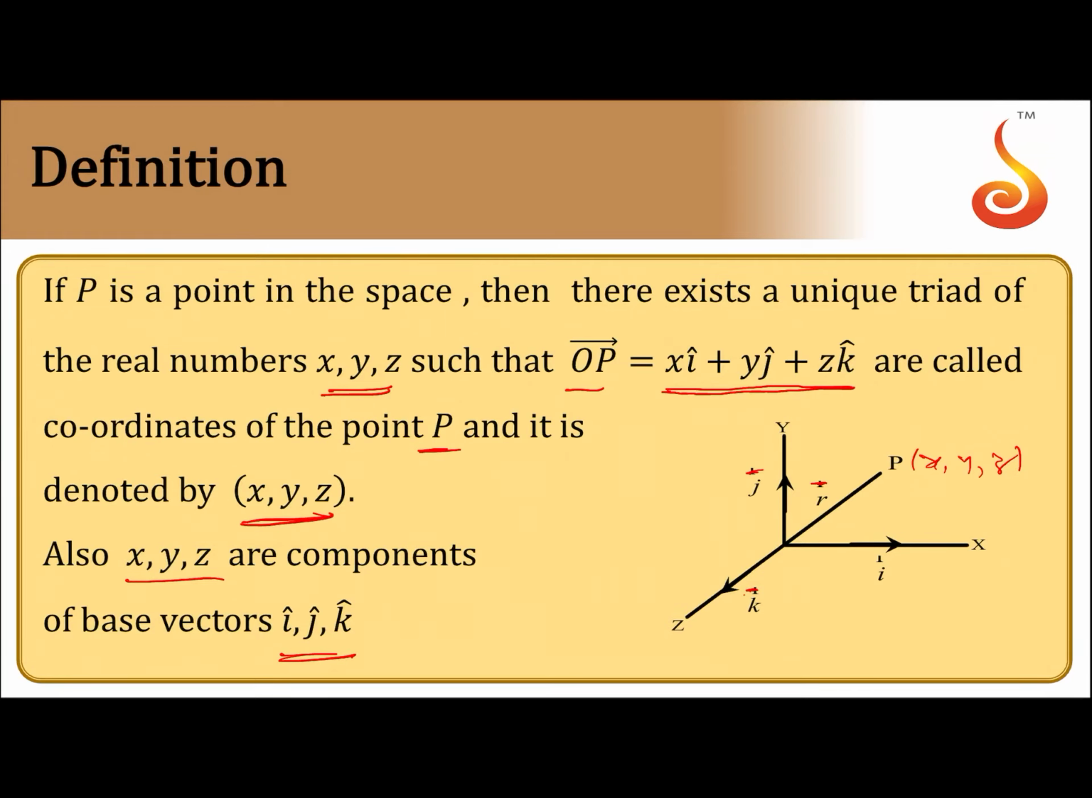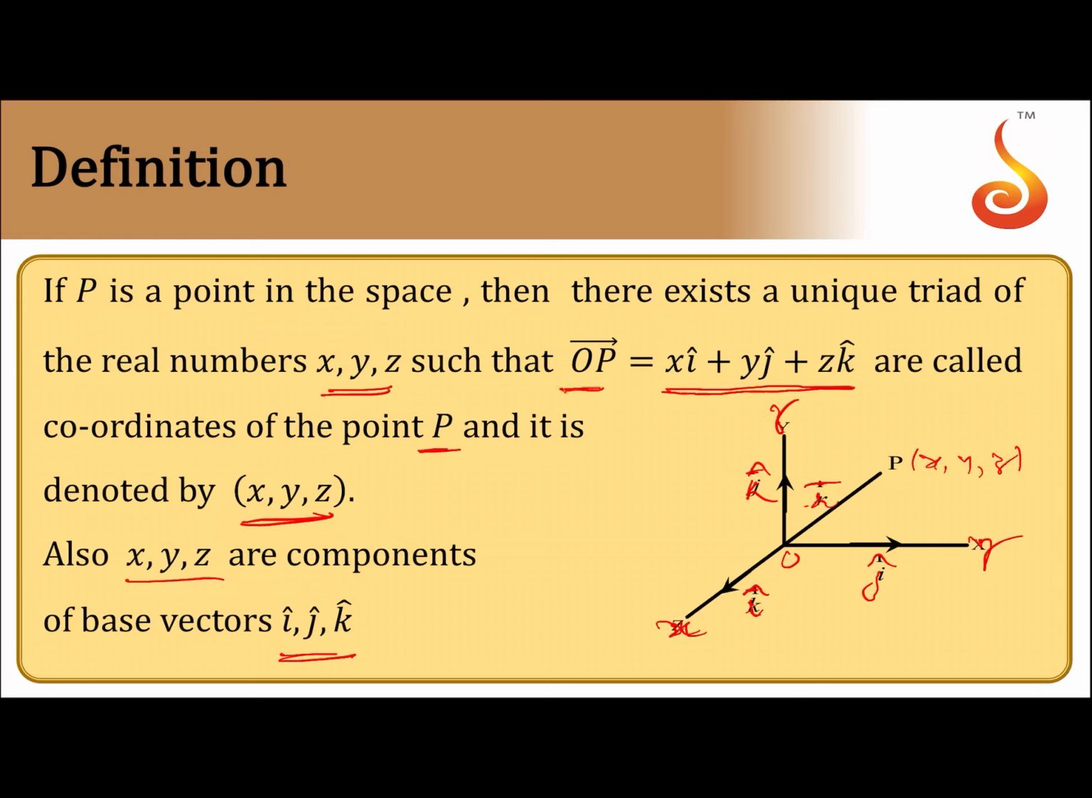These are i cap, j cap and k cap, forming a right-handed system. Conveniently, I can also take this as the axes: this is OX, whose unit vector is i cap, this is the OY axis, whose unit vector is j cap, and this is OZ, whose unit vector is k cap. The position vector of this point is r bar. OP bar can be written as xi plus yj plus zk.